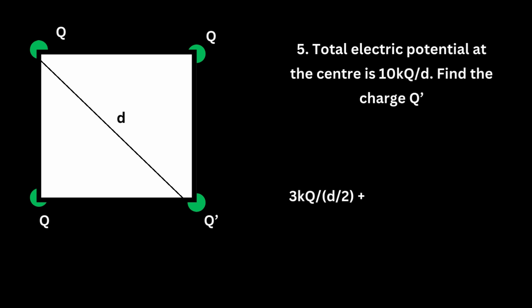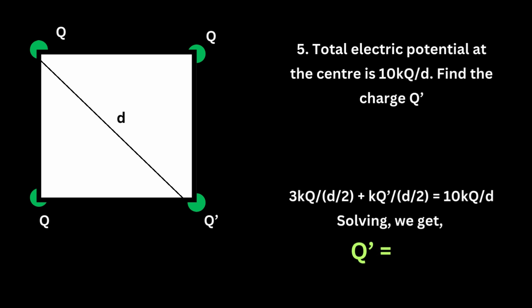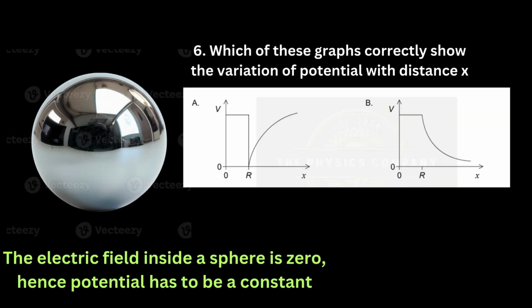After a bit of algebra, we find that Q dash is equal to 2Q. So the mystery charge has twice the magnitude of the other 3. See, it's just like a puzzle, all the pieces fit together. I love it. Okay, now let's switch gears and tackle concept 6. This one involves a bit of graph interpretation.